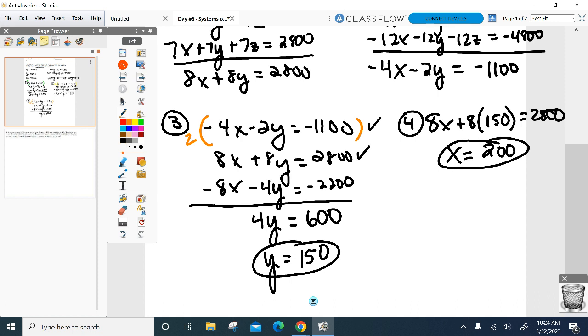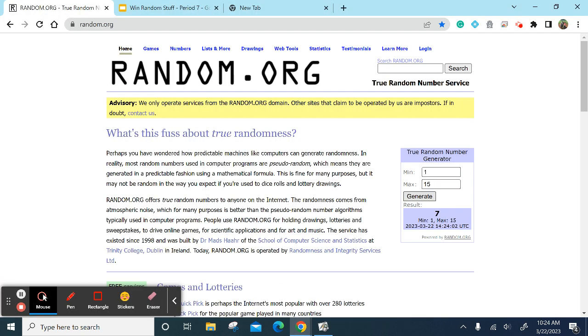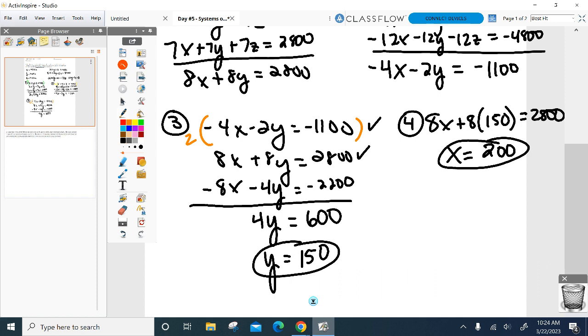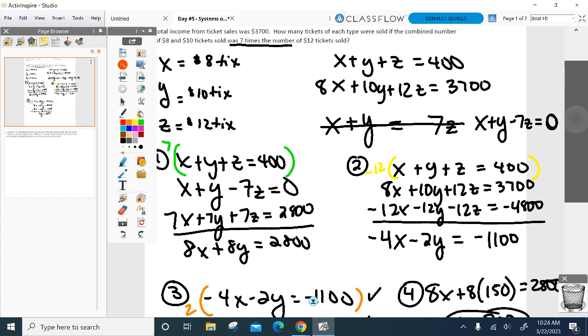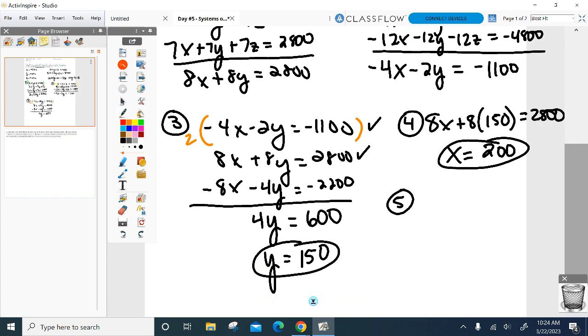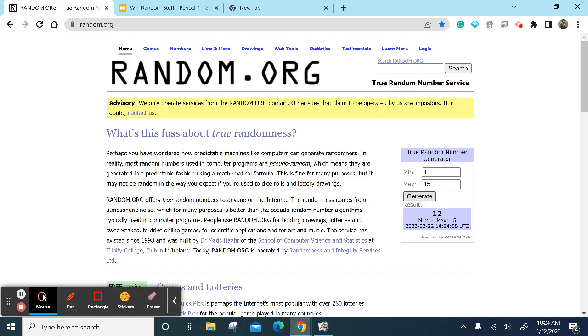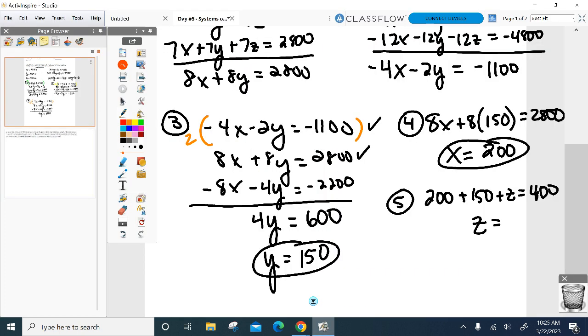And I'm still going to ask. I have X, I have Y. How do you get Z now? Plug both X and Y into one of the first equations. Let's be real here, we're going to go to the X plus Y plus Z equals 400 one. I'm not plugging it into the other 2. We can, but good luck. So 200 plus 150 plus Z equals 400. So the big dog tickets, $12. How many $12 tickets did we sell? 12 again. Look at that. 50.